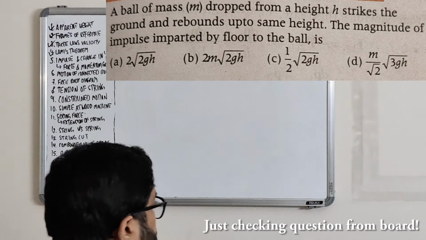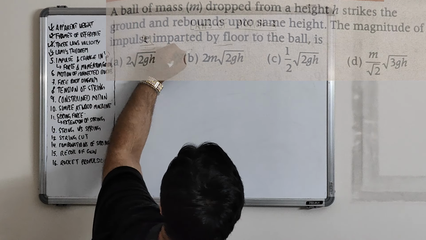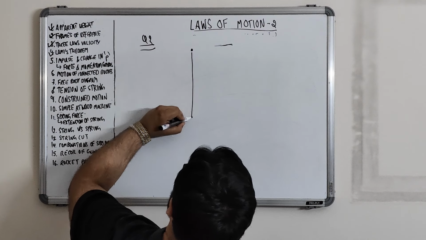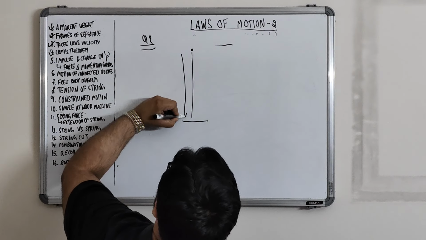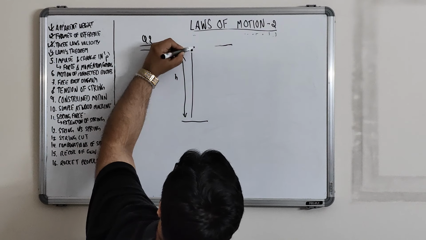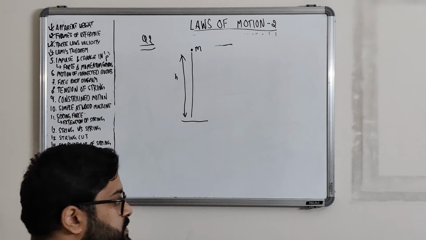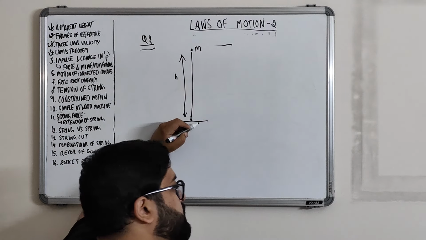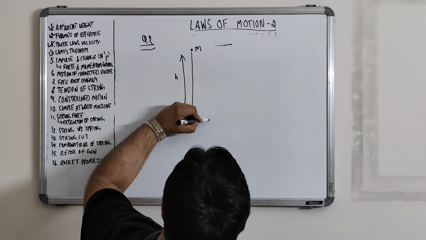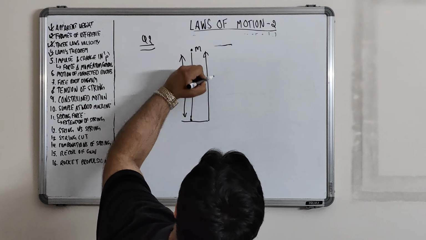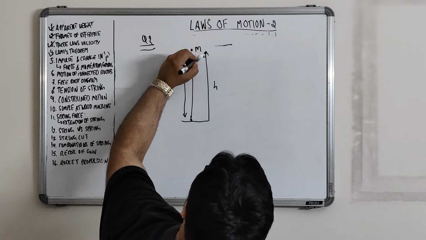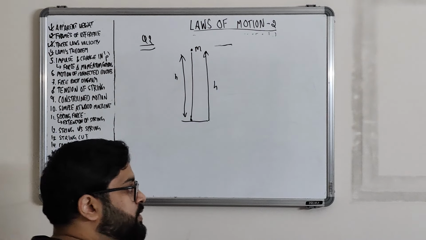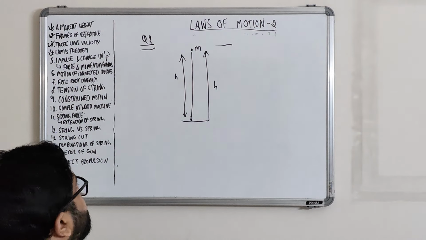A ball of mass m is dropped from a height h. This is h, this is m. A ball of mass m is dropped from height h, strikes the ground and rebounds up to the same height. So it comes back to the same height. So magnitude of impulse.